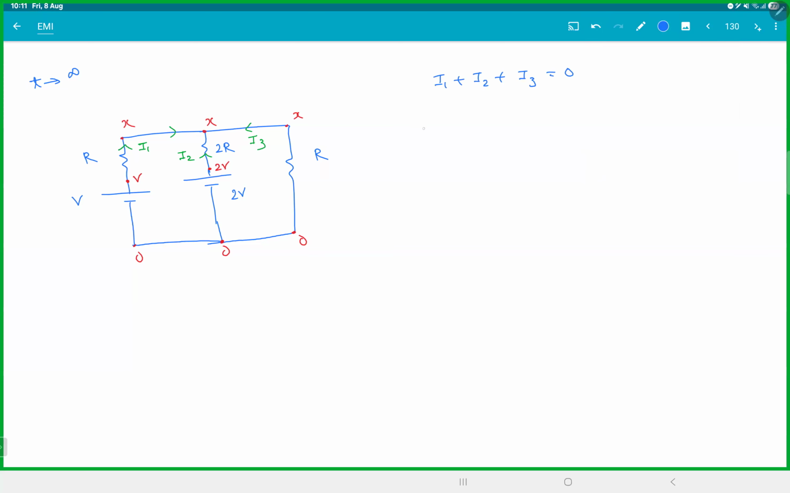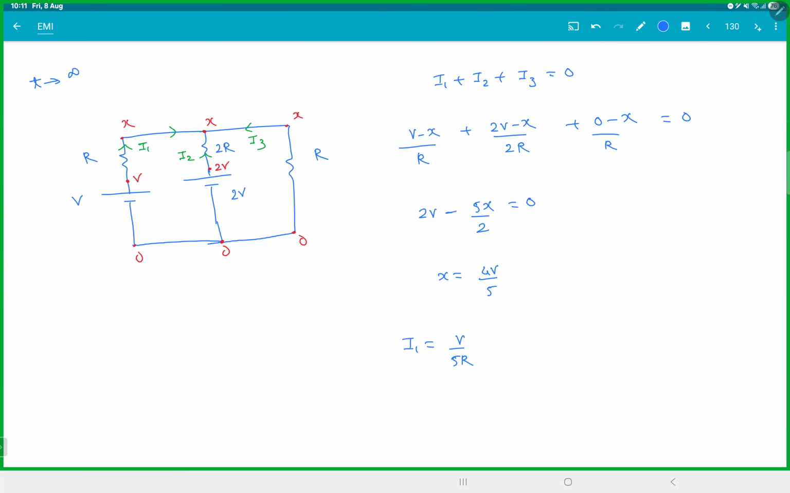So I'll take V is greater, so (V minus X) by R, (2V minus X) by 2R, (0 minus X) by R is equal to 0. R goes off. V, 2V minus X, 5X by 2. X is equal to 4V by 5. Therefore, I1 will be V by 5R. Am I right? Looks right.